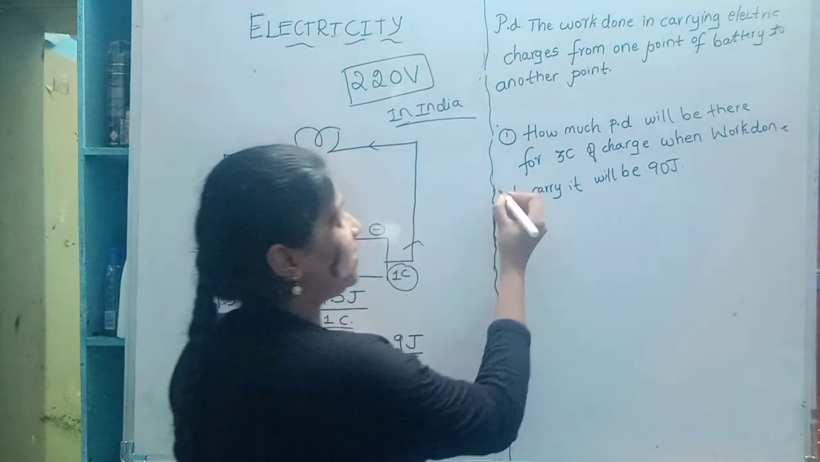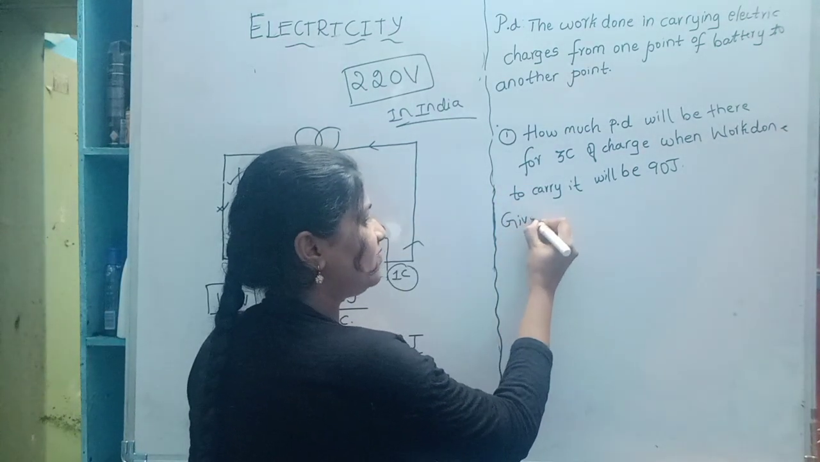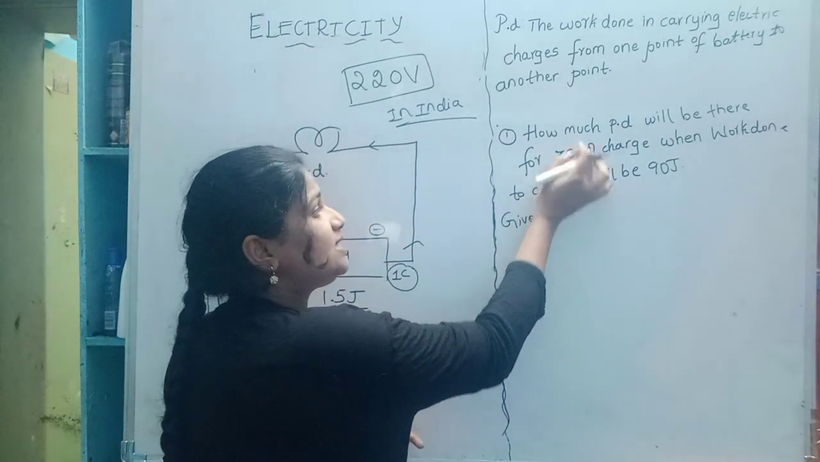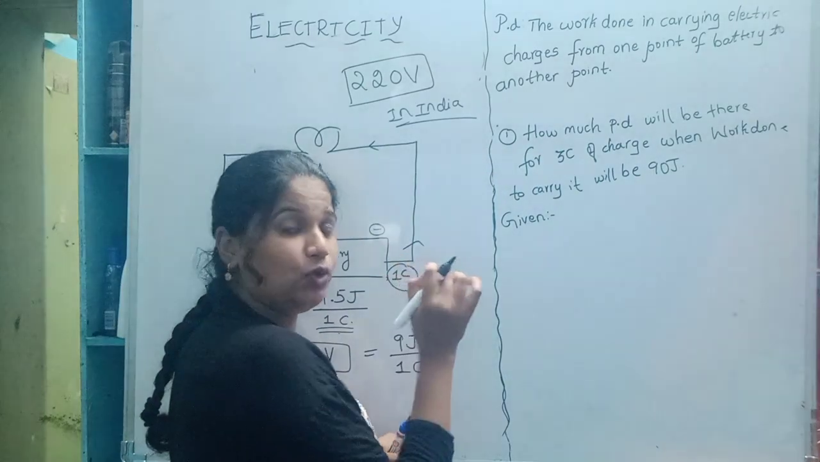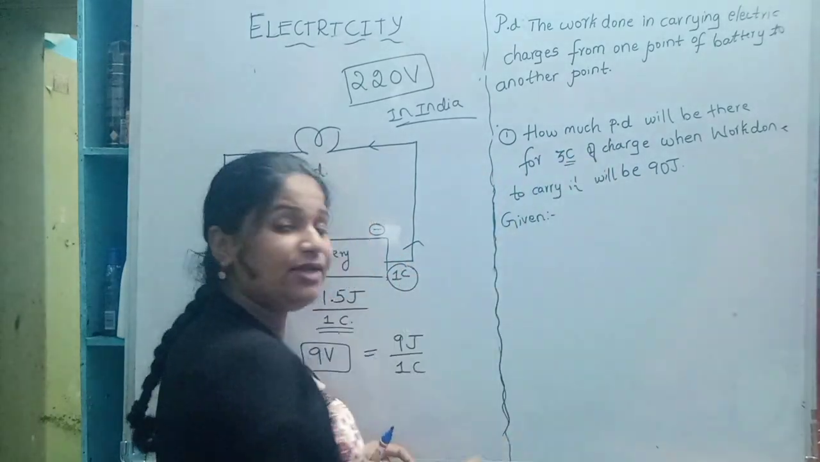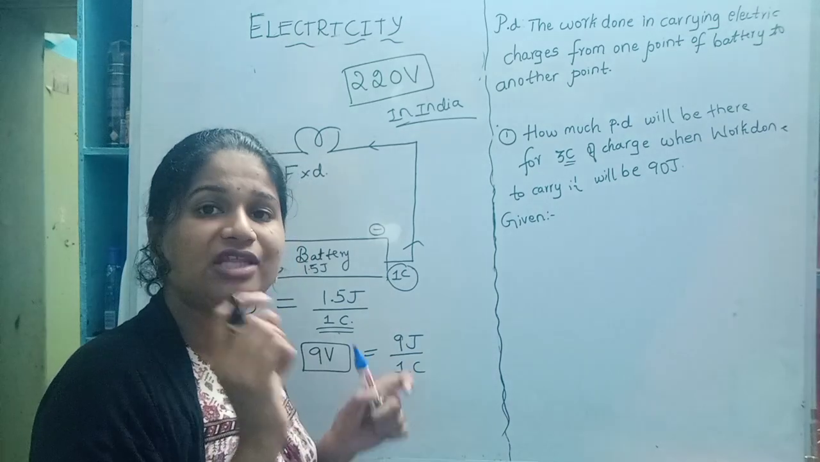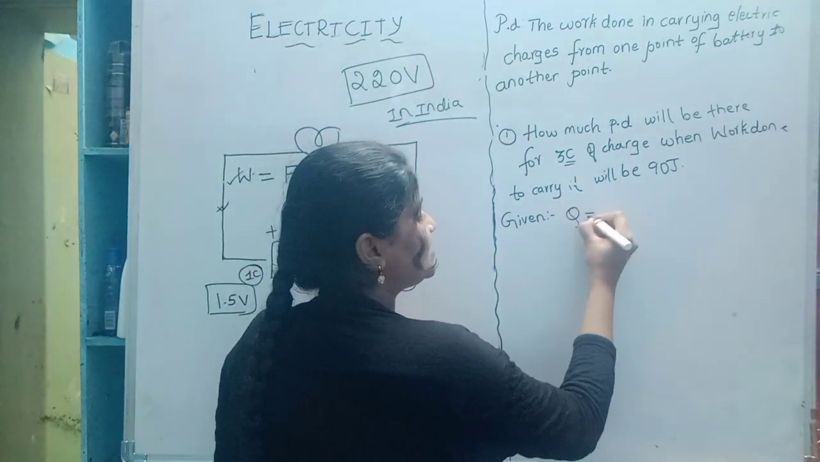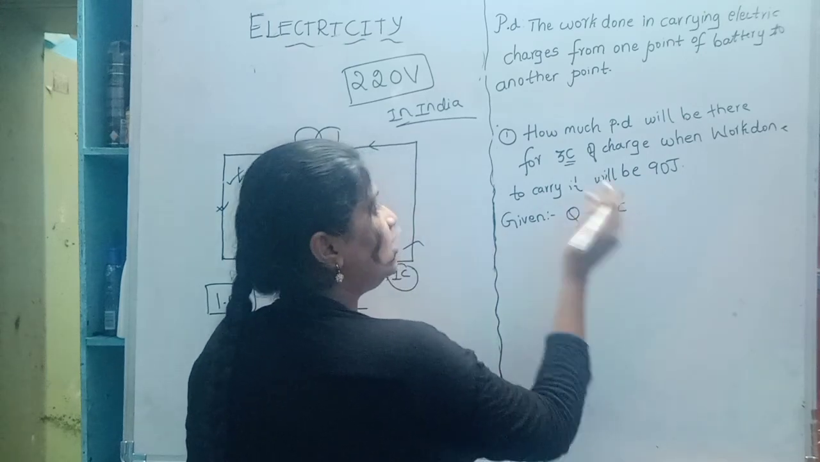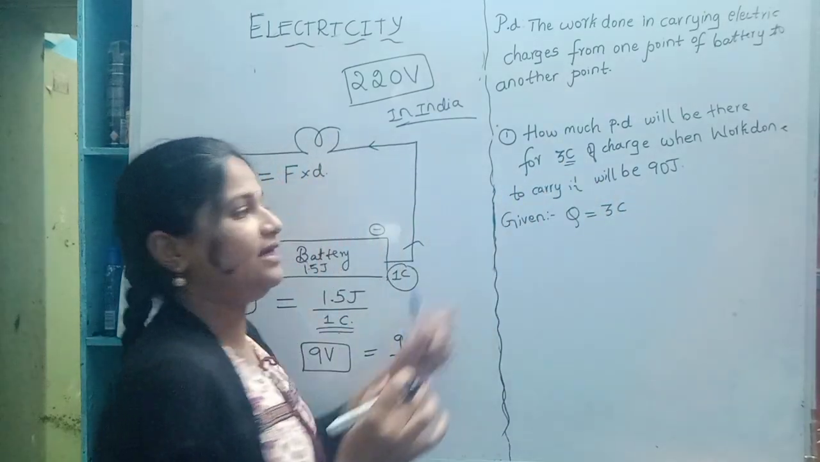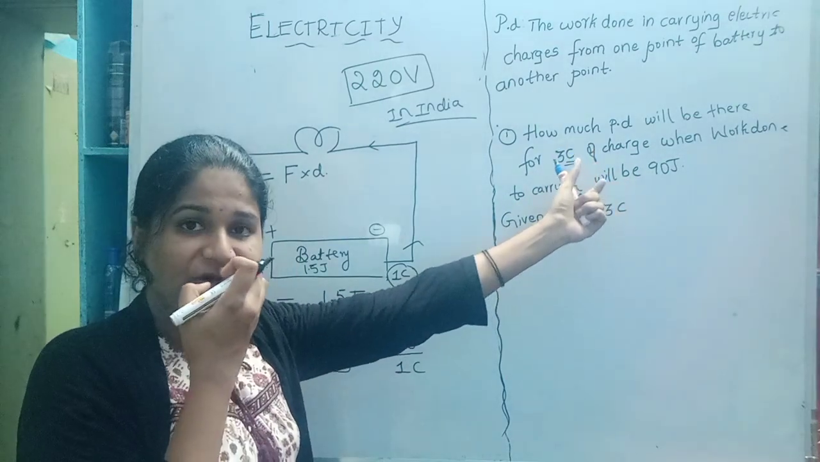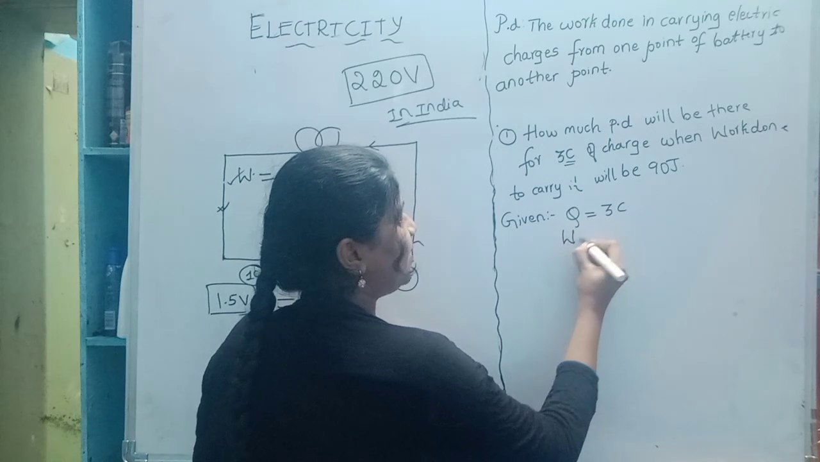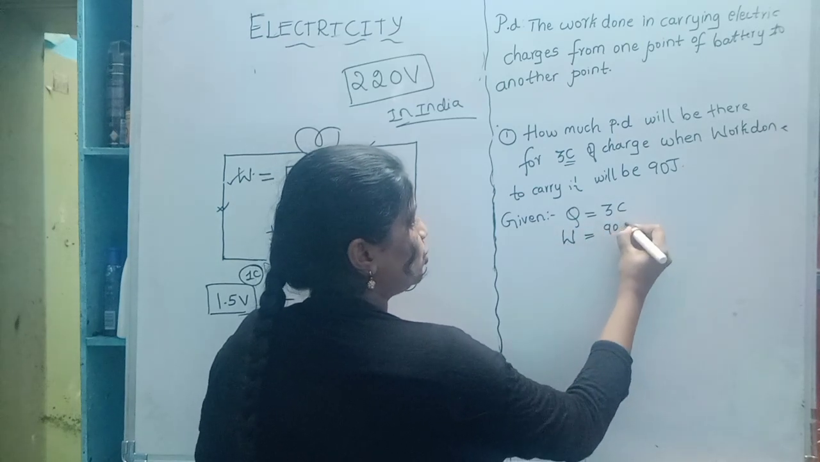So here, first, whenever numericals are given, we have to write first the given. What is given in the problem? The first one is 3 coulomb. By understanding the SI unit only, we will get to know that 3 coulomb is nothing but the charge. So Q we can write as 3 coulomb. Next, the work done to carry it is already mentioned directly: work done is 90 joules. So work done is represented by W, 90 joules.